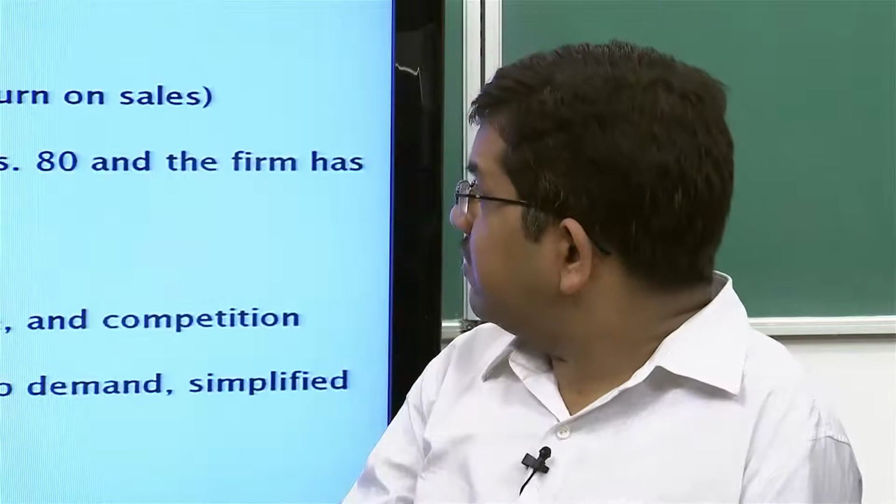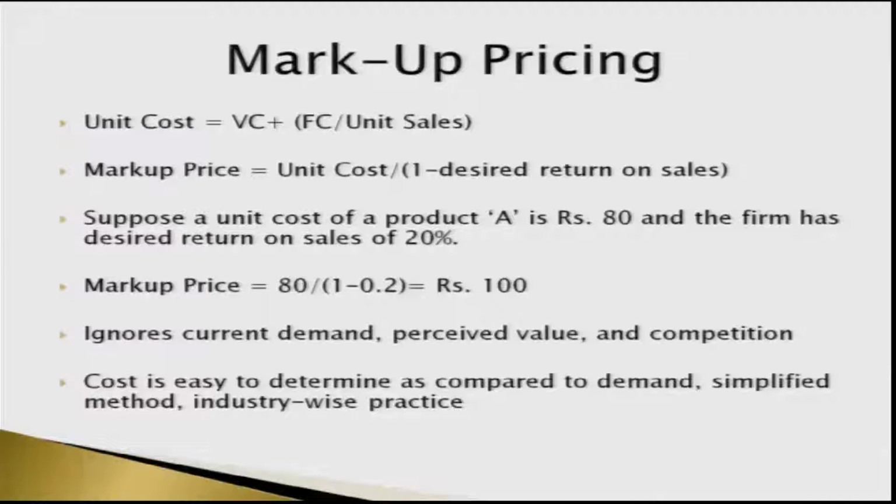So, I am going to talk about the first one, which is markup pricing. Now, the formula for markup pricing is that unit cost equals variable cost plus fixed cost upon unit sale. So, that was the unit cost. In markup pricing, the markup price is unit cost divided by 1 minus desired return on sales.